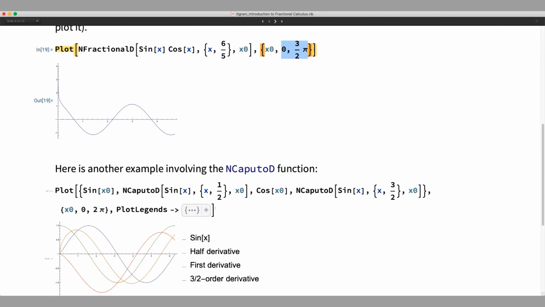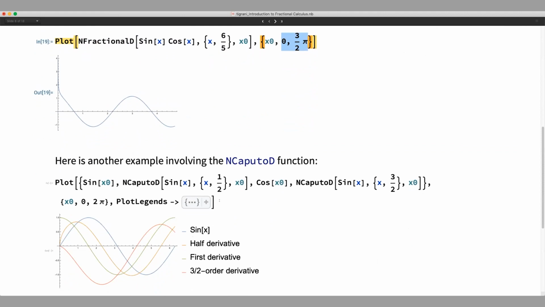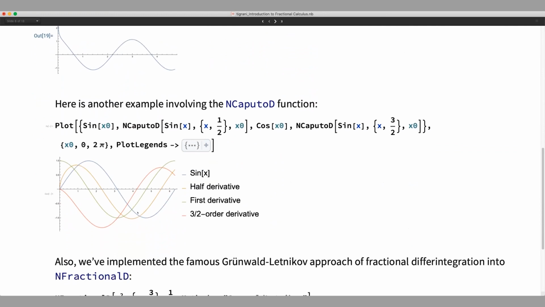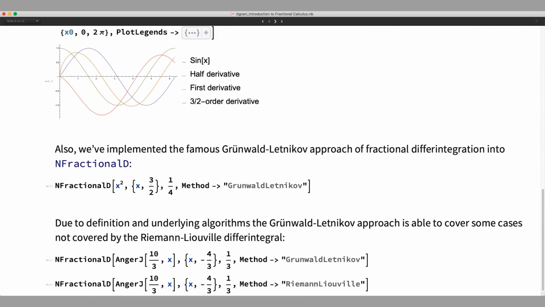Here is another example. I will not evaluate it because it will take quite a lot of time. However, here I'm plotting the sine function and its derivatives, fractional and ordinary. And now I will say some words about the third approach, the third definition of fractional derivatives and integrals, the Grünwald-Letnikov one, that is not very useful in analytical problems, but it's very useful in numerical evaluations. So in NFractionalD, we have two methods. The first one is called Riemann-Liouville, it's understandable. The second one is called Grünwald-Letnikov.